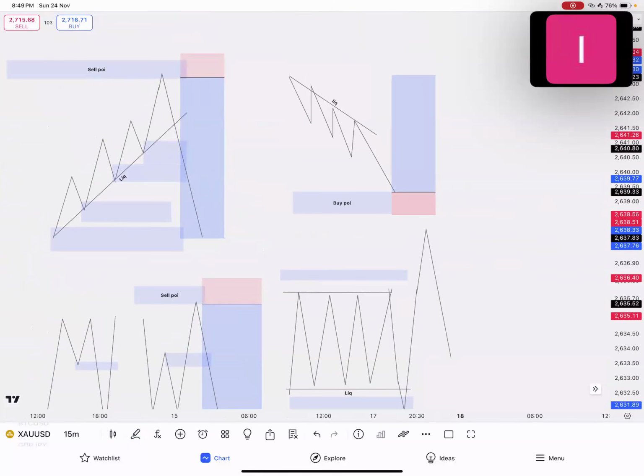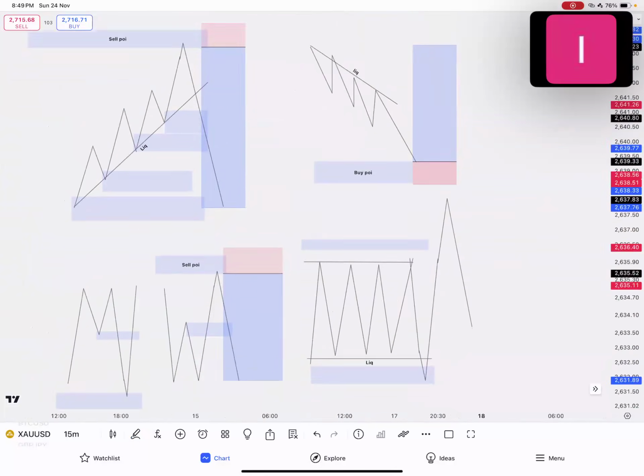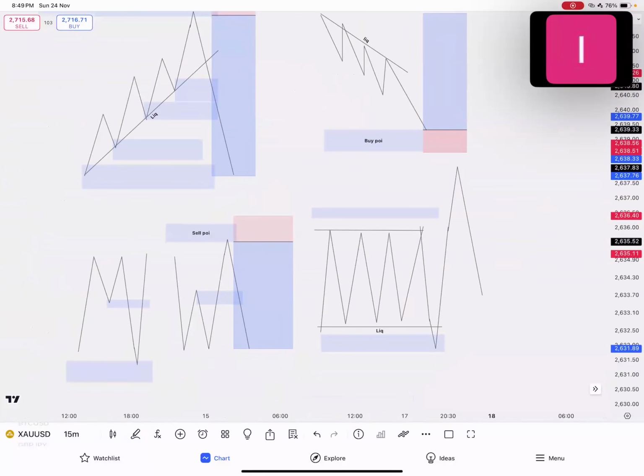That's why this strategy is liquidity based. So we have the trend line liquidity, the uptrend and the downtrend. We have the equal highs and equal lows liquidity. That is the double top and double bottom. Then we have the ranging market liquidity, that's support and resistance.